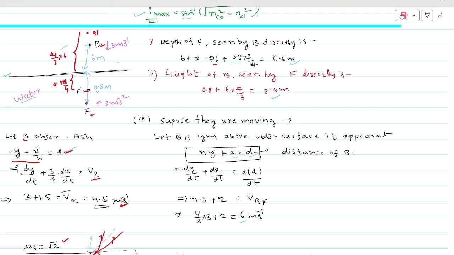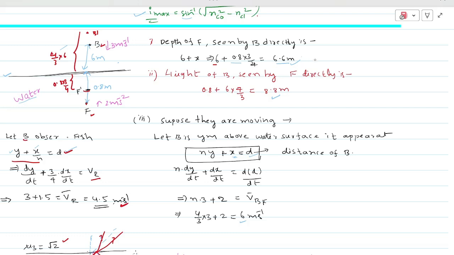We will now see who wins. For the bird, the fish appears at an apparent depth equal to 0.8 into 3 by 4. The bird is looking from a distance of 6 meters, therefore 6 plus 0.8 into 3 by 4, which is 6.6 meters. The fish is appearing there. So now if the bird tries to move 6.6 meters, it can't catch it, because the fish is not there and it has to come out. Otherwise it can die there itself. So it has to go further to reach more than 6.6 meters. For example, it is appearing at 6.6 meters, that means 0.6 meter extra.